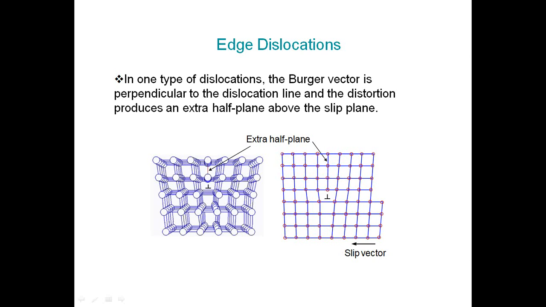Here you can observe very clearly these are the extra plane of atoms. This extra plane of atoms is produced because of the distortion in the plane of atoms. Normally the slip vector will be in this direction. The Burgers vector will always be perpendicular to this dislocation line.